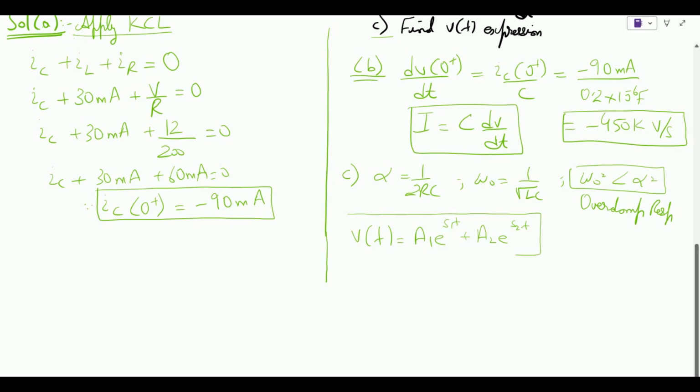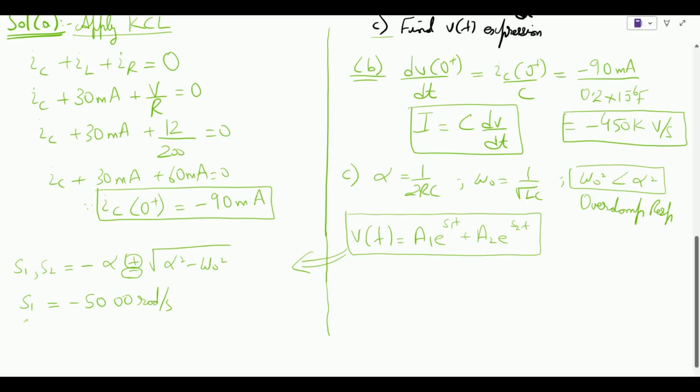Now we need to figure out the unknowns in this equation. In order to do so, let us first find the roots. S1 and S2 depend upon minus alpha plus minus the square root of alpha square minus omega naught square. If we are finding S1, then our equation will be minus alpha plus the square root of alpha square minus omega naught square. If we are finding S2, then the plus sign is replaced by a negative sign. So I'll write the answers of S1 and S2: for S1 it is 5000 radians per second, and for S2 it is minus 20,000 radians per second.